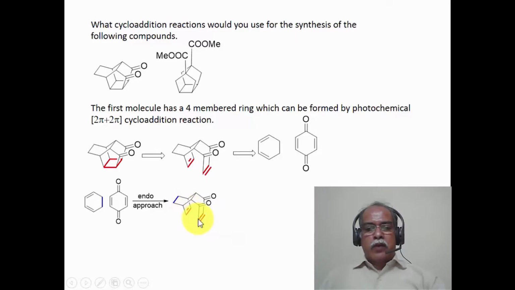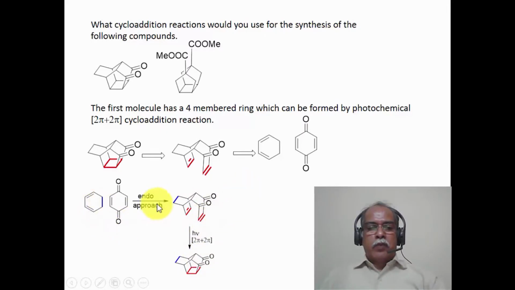Now because of the endo approach and the close proximity, this is the endo substituent for this 2,2,2 bicyclic system that would put this double bond and this double bond in close proximity, and that is what results in the 2,2,2 photochemical cycloaddition reaction. So a Diels-Alder reaction between hexadiene and benzoquinone would give you the precursor, which puts the 2 double bonds in close proximity in the endo approach, and this molecule is the precursor for that final target molecule, which can be obtained by a photochemical 2 cycloaddition reaction.